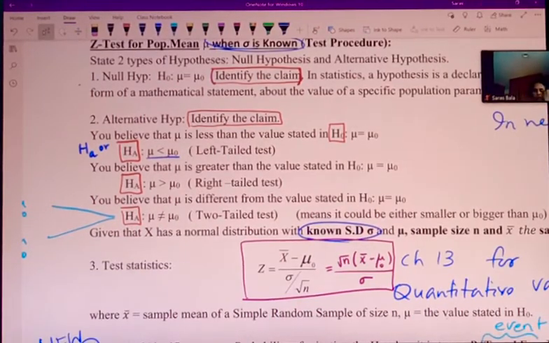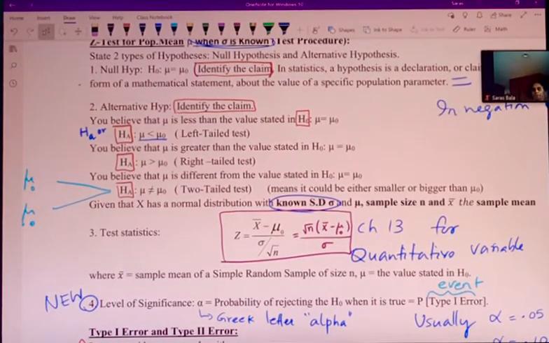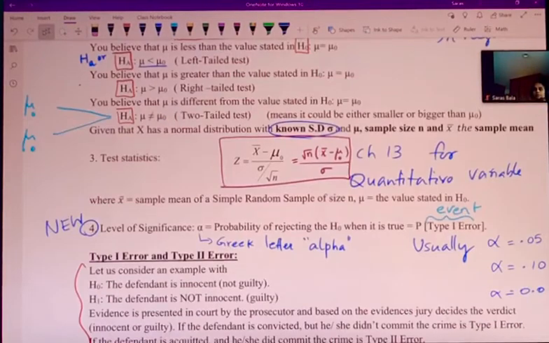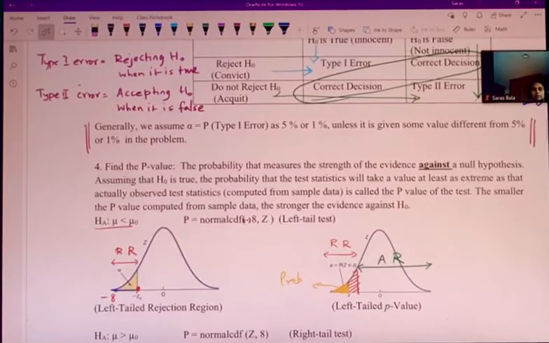Next one is the test statistic. I want you to recall the z-score that we introduced in chapter 13 for quantitative variables. This is the z-score that's going to be calculated as step number 3, based on the sample data that you are given. After the z-score, you are going to be doing the probability, as always. That is what is done in the next step.